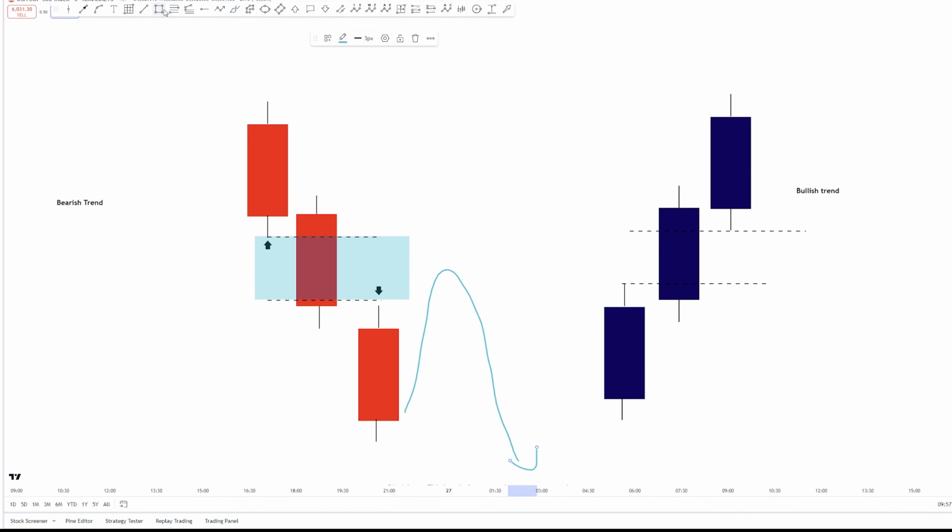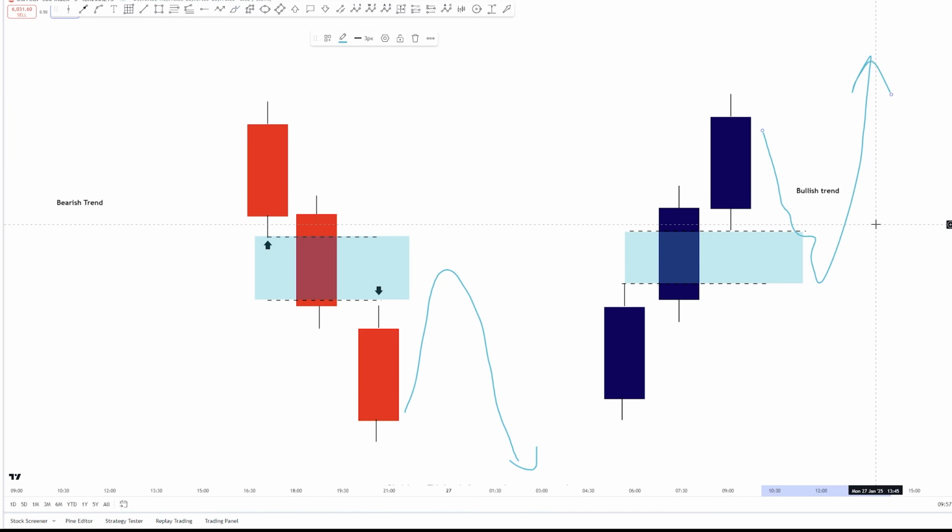The same thing applies on a bullish trend. If we have a space in between the first and the third candlestick, we will have a fair value gap. So that means right now from here, you will be looking for the market to come to this area and then close it and move to the upside.